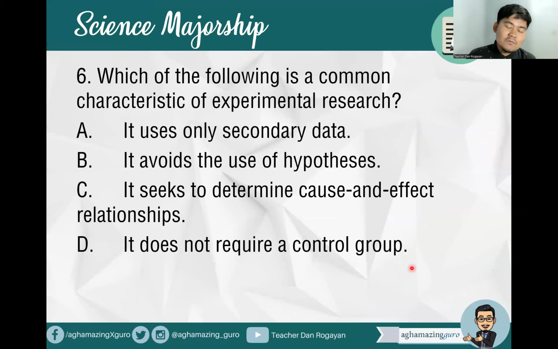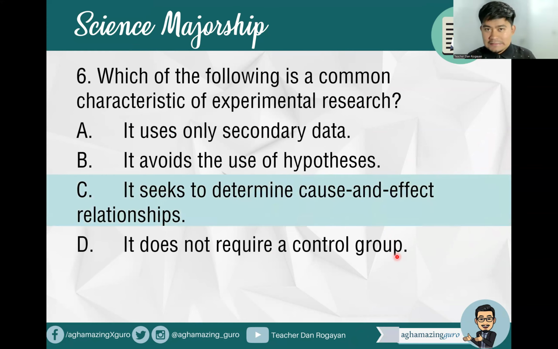Okay, so next question, question number 6: which of the following is a common characteristic of experimental research? A, it uses only secondary data. B, it avoids the use of hypothesis. C, it seeks to determine cause and effect relationships. Or letter D, it does not require a control group. Okay, so when we talk about experimental research, what is the characteristic among our options? That's correct. Letter C. It seeks to determine the cause and effect relationships.